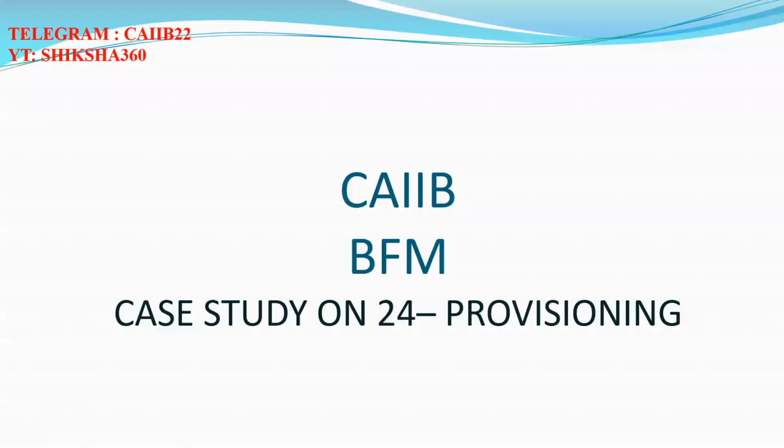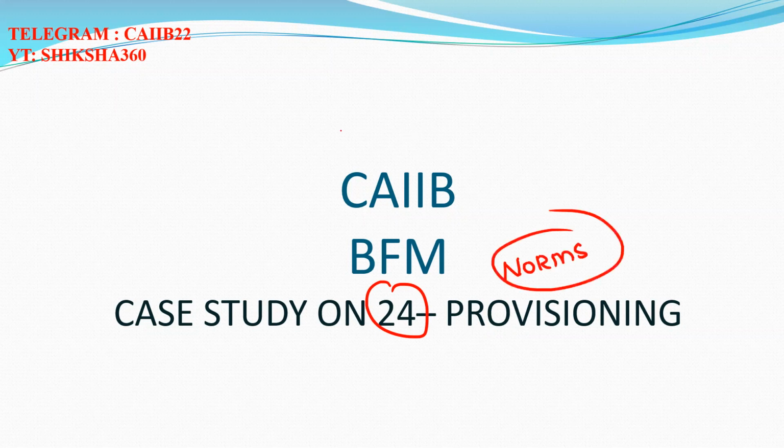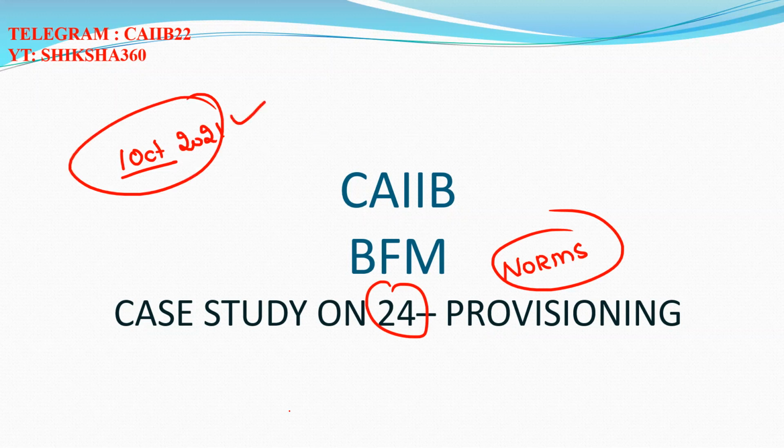And today we will discuss case study number 24, and this case study is based on the provisioning norms. As students are facing many doubts regarding provisioning, we will take the data of 1st of October 2021. This data is not changed with respect to the previous data. In the circular, this data is the same as the data present in your book. So there is no issue regarding that. So let's discuss this case study.